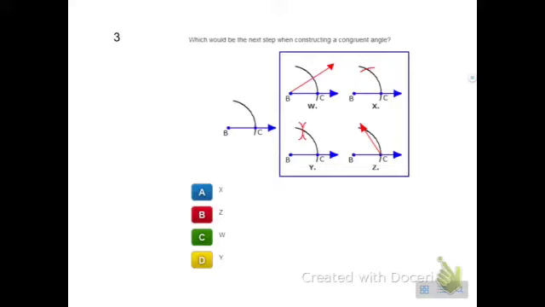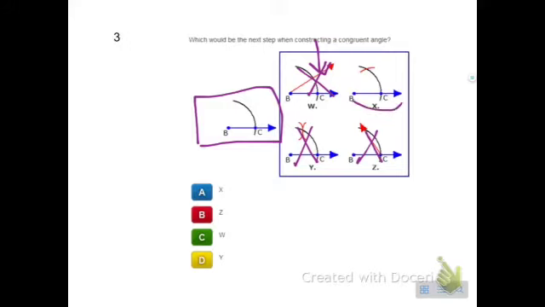Number 3, which would be the next step when constructing congruent angles? Alright, remember this is what we've done so far. So if we want to find out what step we need to take next, we would need to measure how big the angle is. So we would copy our angle to be the same exact measurement. So this is already constructed, so it wouldn't be this one. This really doesn't tell me anything. This isn't an angle, so it would have to be this choice. So X is answer choice A.